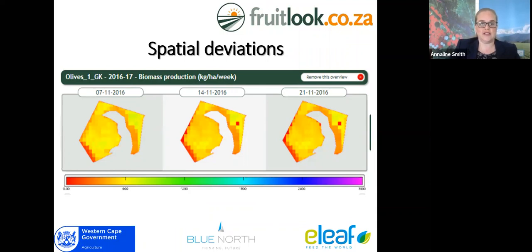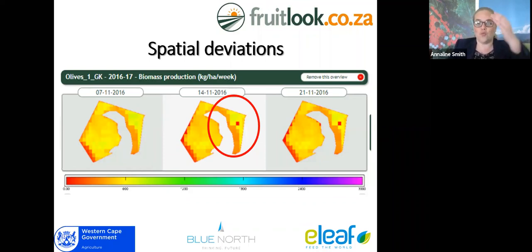We can see here in this olive block, we have the normal variation, then all of a sudden there's that red blip in there. Those pixels are 20 by 20 meters, which means there was very little to no growth in a 20 by 20 meter zone, which is quite a lot. I don't know what happened there, but this is exactly how you use FruitLook. You'll always see variation, so you have to know your blocks first, study them, become familiar with them. Then if one is not like the other, you know there's something wrong, and you can go investigate and see why it is not like the other.